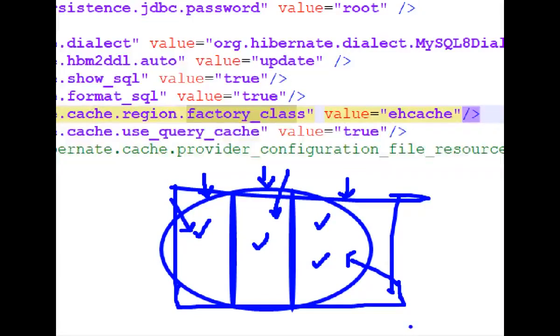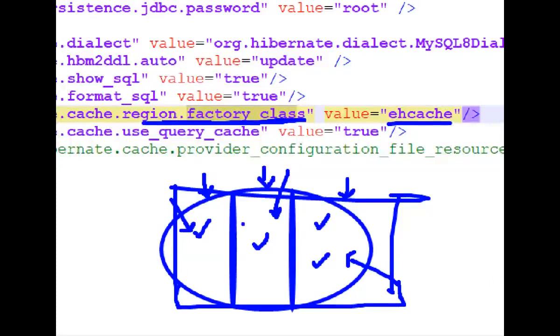To create the regions, we need the region factory class. Because who can divide it into regions? The factory class can divide it into regions. And what's the factory class name? EHCache. If you set the region factory class to EHCache, then it will divide the cache into regions.